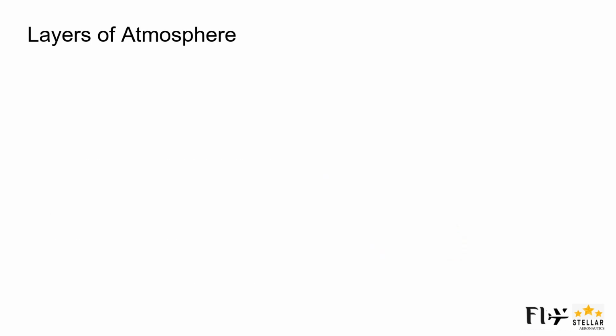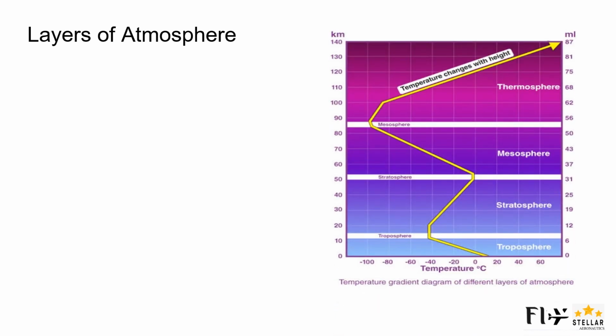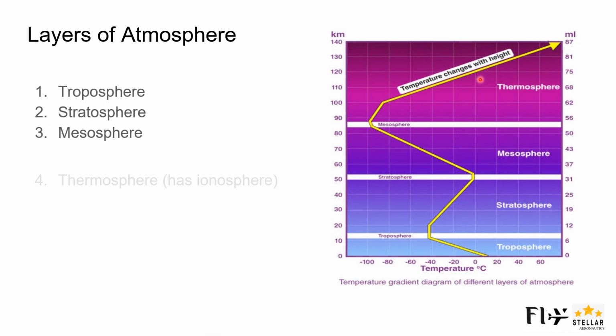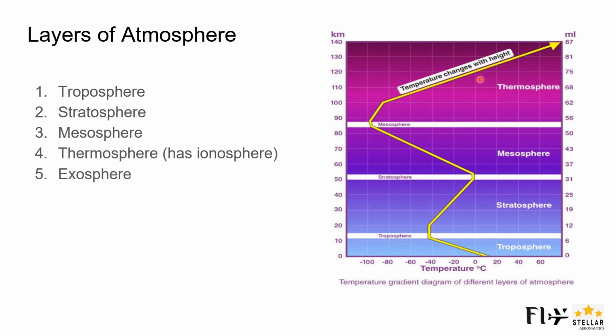Layers of atmosphere. Atmosphere is divided into different layers based on temperature. Each layer has its own peculiar characteristic, namely troposphere, stratosphere, mesosphere, thermosphere, which has ionosphere, and exosphere. 99% of total mass of atmosphere is confined to 32 km from Earth's surface. You can remember it as a sigma.